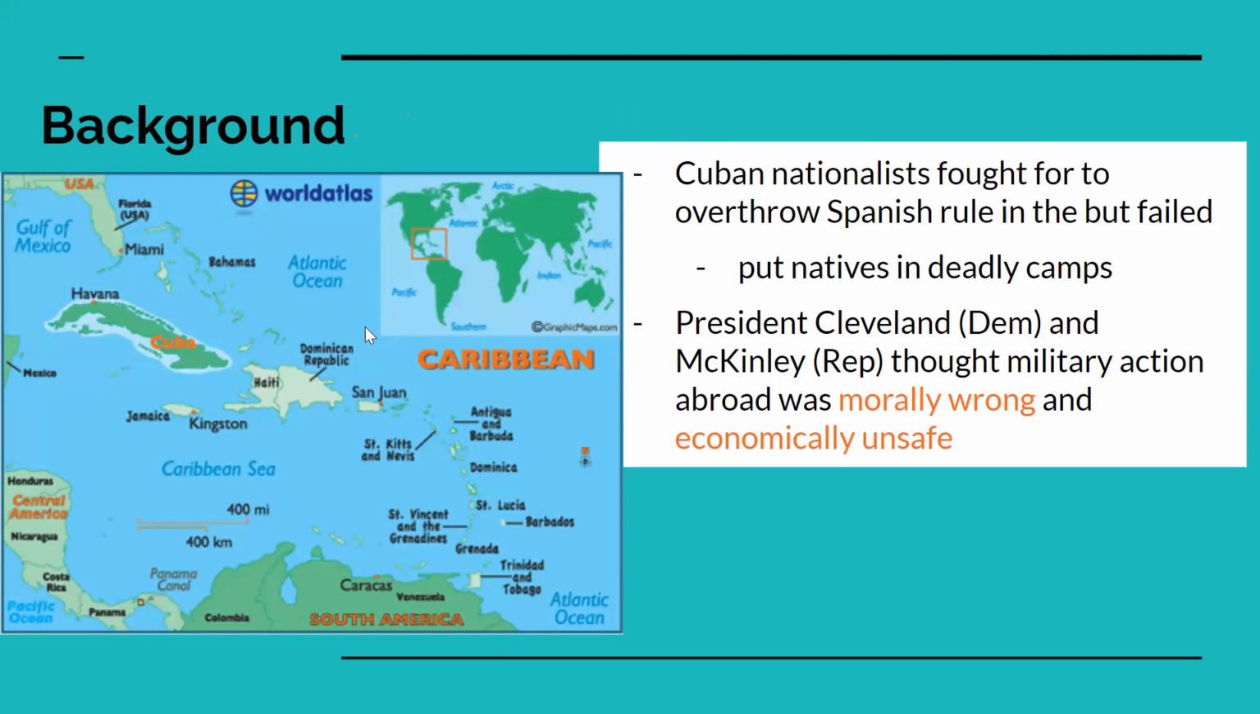The US is really aware of this. We've been notified that the natives have been put in deadly camps because of their uprisings. American newspapers publish this kind of stuff, and again, it creates more public outcry about how maybe the US should get involved. But all the presidents so far have been adamantly disengaged with that conflict. And it's not even just a certain party. Democrat President Cleveland and Republican President McKinley both thought military action was morally wrong, economically unsafe for the United States, and just not our place.